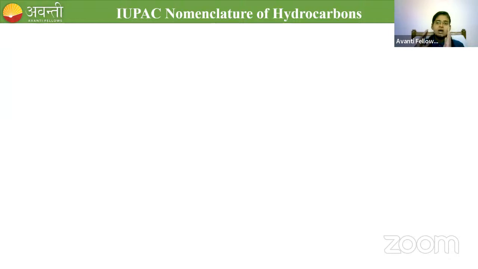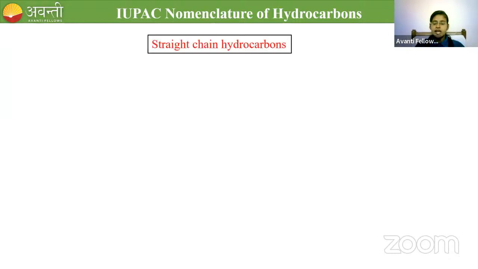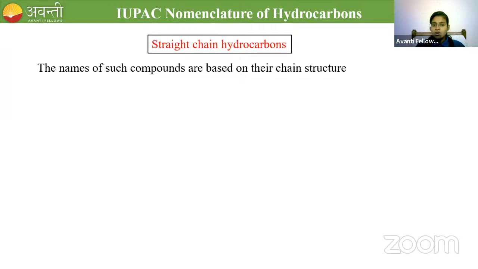Now let's go ahead to the IUPAC naming for straight chain hydrocarbons. The names of such straight chain hydrocarbons are based on their chain structure. Hydrocarbons here mainly means alkanes. So the suffix to be used is ane. Let me give you a tabular column.